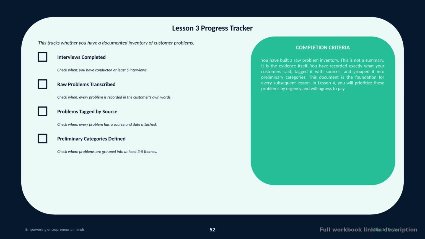You have built a raw problem inventory. This document is the foundation for every subsequent lesson. In Lesson 4, you will prioritize these problems. This lesson's output is your raw problem inventory.